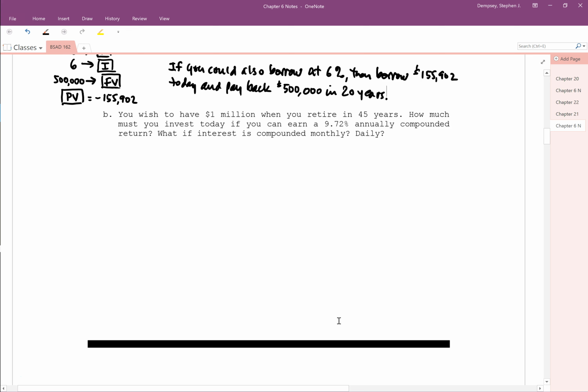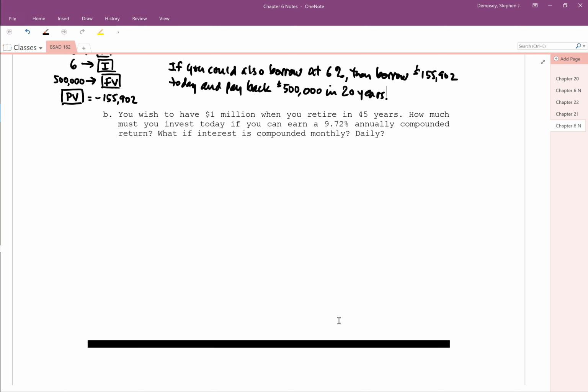So our question next is, you wish to have $1 million when you retire in 45 years. I think you'd all like to be a millionaire when you retire. And you're probably, say, 20 years old, most of you. So 65 is typically the retirement year. And you're asked, how much must you invest today if you can earn 9.72% annually as a compounded return? And then I'll ask the question, well, what if interest is compounded monthly or daily?